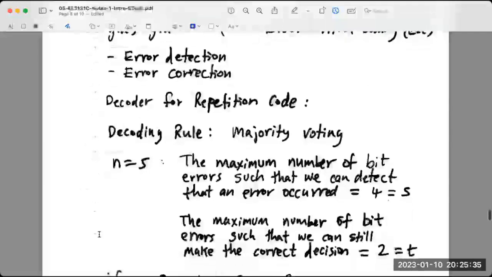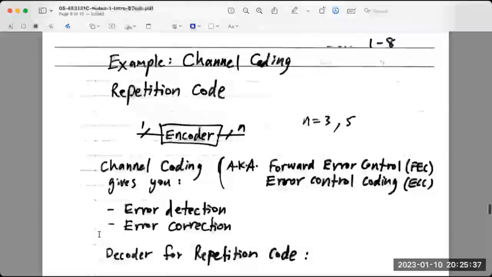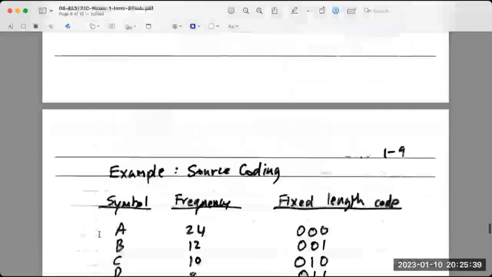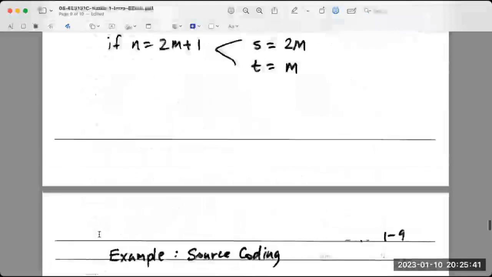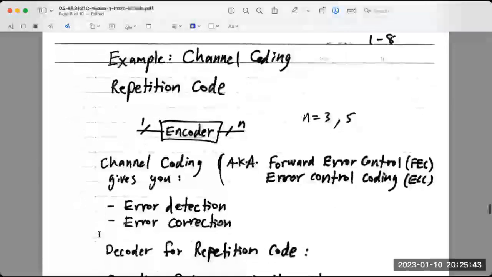Okay, let's talk about channel coding. We already finished source coding. Channel coding is the idea of getting robustness to errors. Between your transmitter and receiver, you can have a channel that can introduce errors, noise.